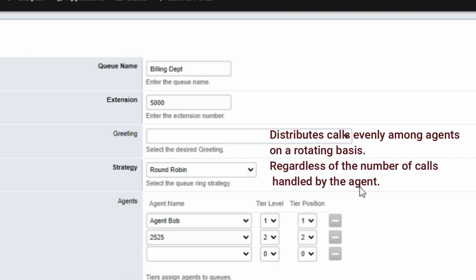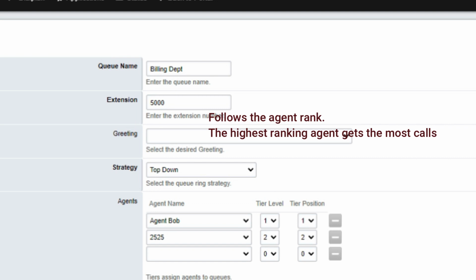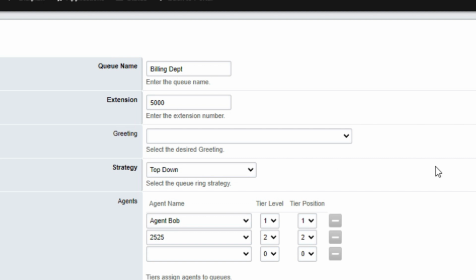Next is round robin. The next available agent in line is rung with this strategy, ensuring that all agents get an equal opportunity to handle calls. Top down. This strategy rings agents in order starting from 1. It's effective when there is a clear hierarchy or order in which agents should handle calls.